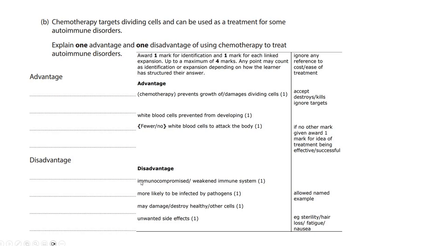Disadvantage is that the immune system is immunocompromised, or the immune system becomes weakened. Therefore, the person is more likely to be infected by pathogens, and it may damage or destroy healthy cells or other body cells. And it could cause unwanted side effects like hair loss, fatigue, and nausea.